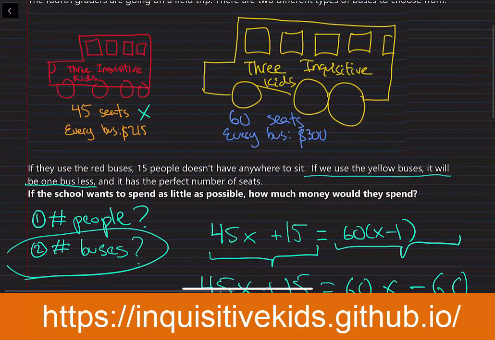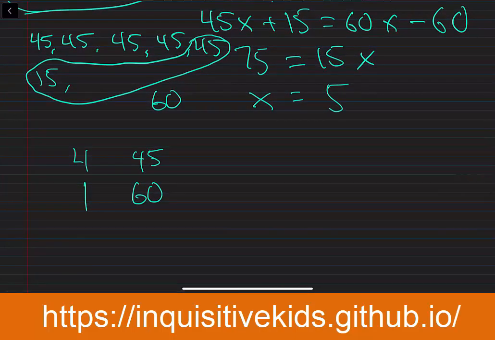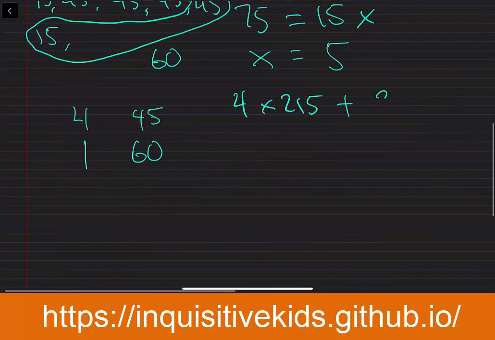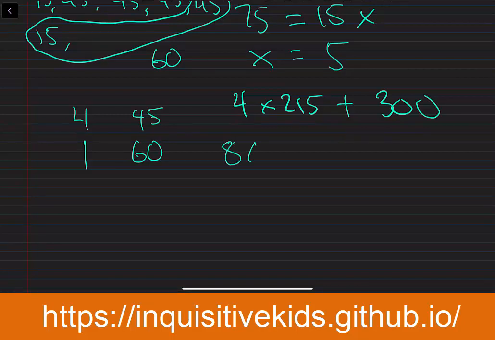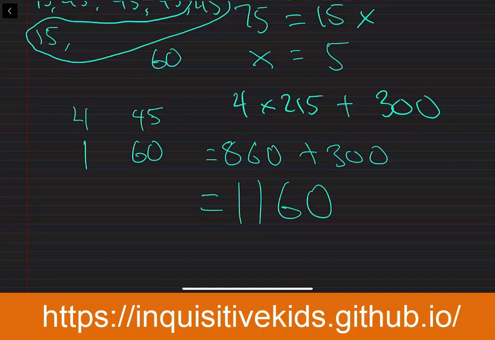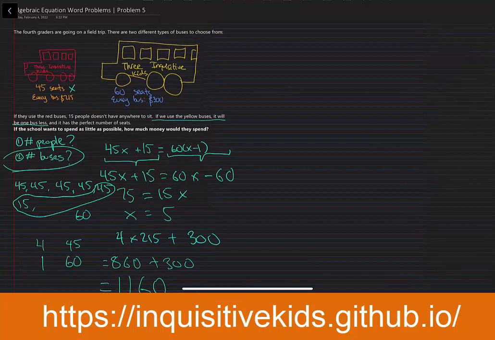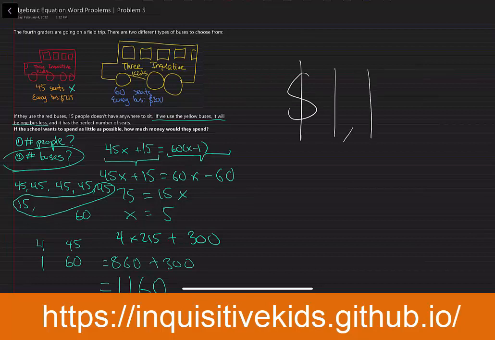And every red bus costs $215. So 4 times 215, plus 1 big yellow bus, and that's $300. And so 215 times 4 equals 860, plus 300 to equal 1,160. So our answer is $1,160.